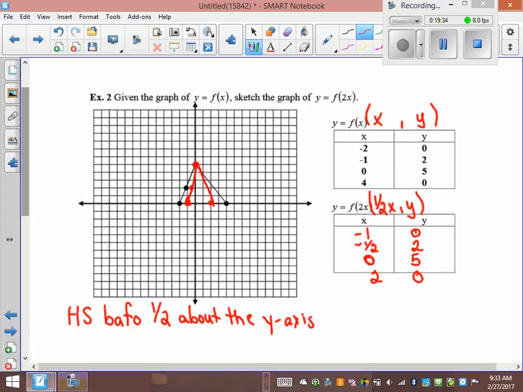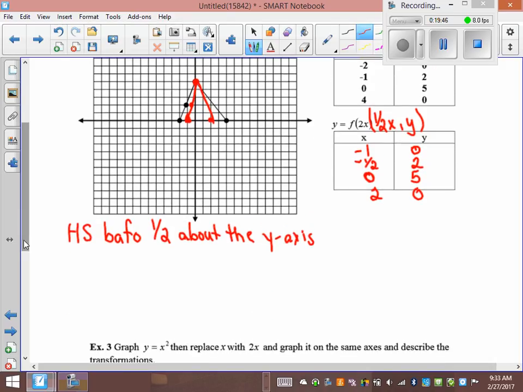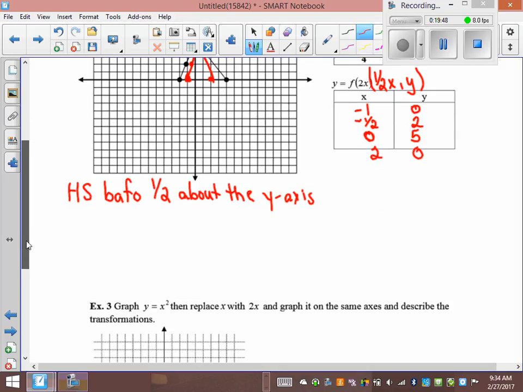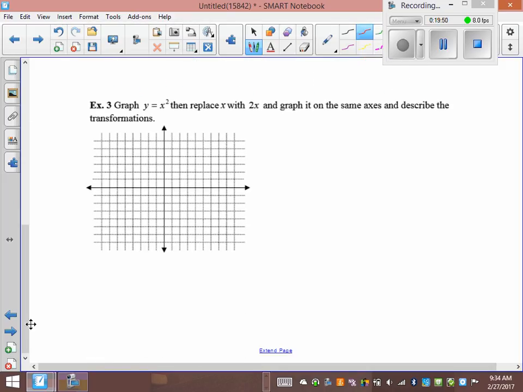So it is narrower, which makes sense, right? I horizontally stretched it by a factor of 1/2. It should be 1/2. Okay, you guys try this one.